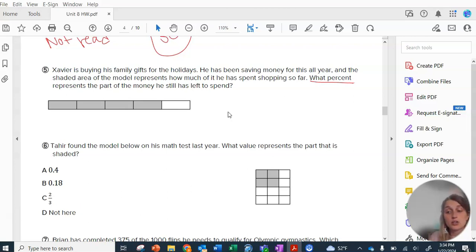So again, we're reading closely. You're telling me the part he still has left to spend out of the total number of boxes. You're making that a proportion where part goes on top of whole, and you set it equal to the percent, which is always out of 100. Your answer needs to be a percent, and I will not accept "oh, I did it in my head, here's my answer." I need to see the work.